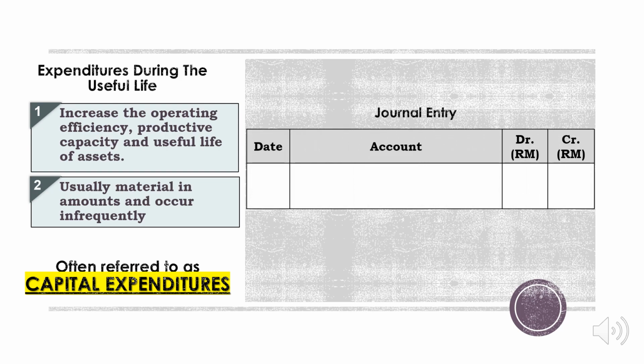How about the expenditure that extends the useful life? It increases operating efficiency, productive capacity, and useful life of the asset, usually major in amount and occurs infrequently, often referred to as a capital expenditure. The entry debit will be the equipment, building or land, credit will be cash.